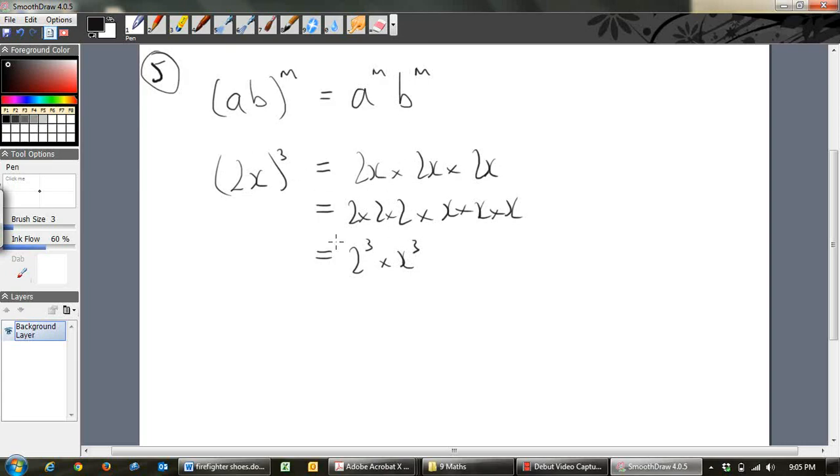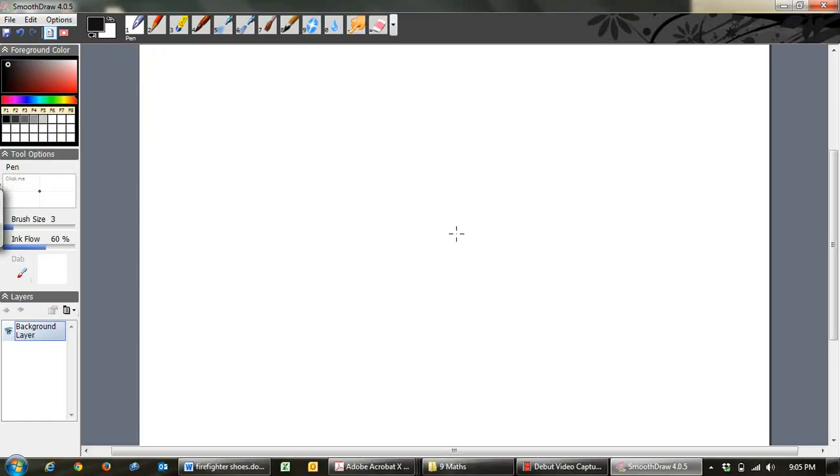So that's what happens. All these index laws just make sense, and if you can understand it in that way, then you're doing fine. Okay, so let's do an example of that.